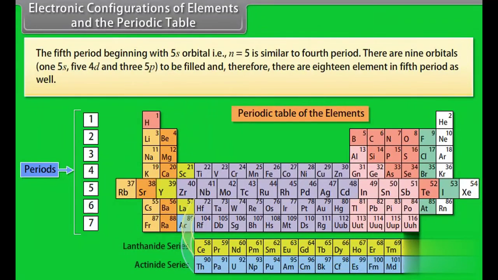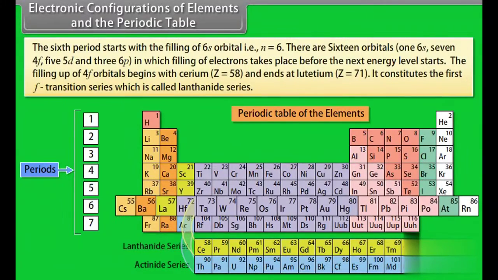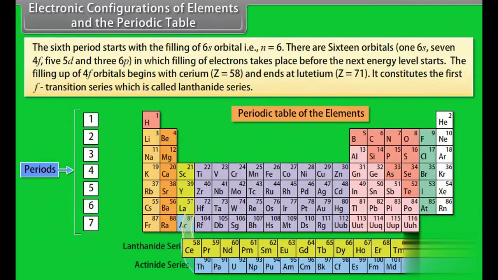The fifth period, beginning with the 5s orbital, that is, n equals 5, is similar to the fourth period. There are 9 orbitals, one 5s, five 4d and three 5p, to be filled, and therefore there are 18 elements in the fifth period as well. The sixth period starts with the filling of the 6s orbital, that is, n equals 6. There are 16 orbitals, one 6s, seven 4f, five 5d and three 6p, in which filling of electrons takes place before the next energy level starts. The filling up of 4f orbitals begins with cerium, atomic number 58, and ends at lutetium, atomic number 71.